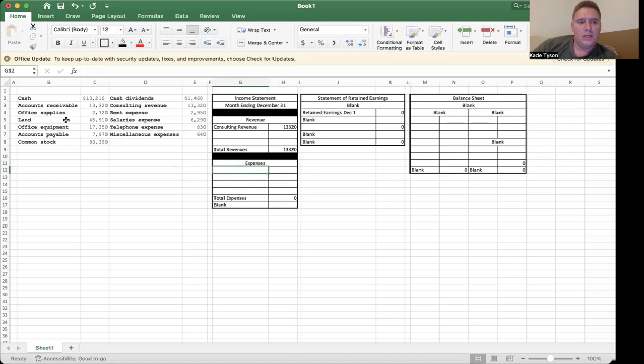Again, it's going to be really easy to look at all this stuff and say, wow, land is expensive. Office equipment, we had to pay for that, accounts payable. Keep it really, really simple for yourself. Here we have four expenses. We have a rent expense at $29.50.